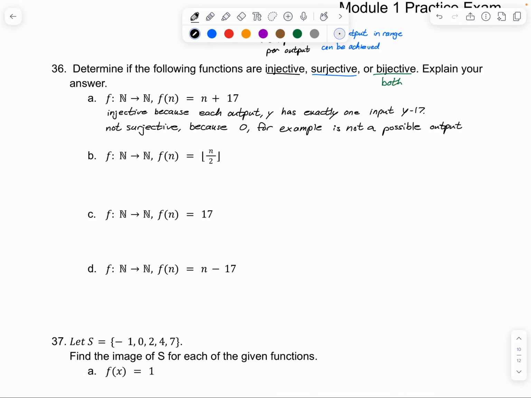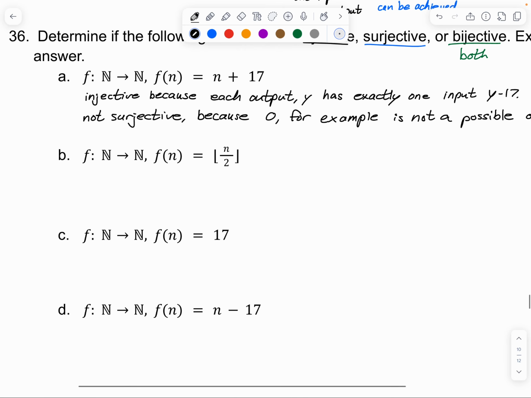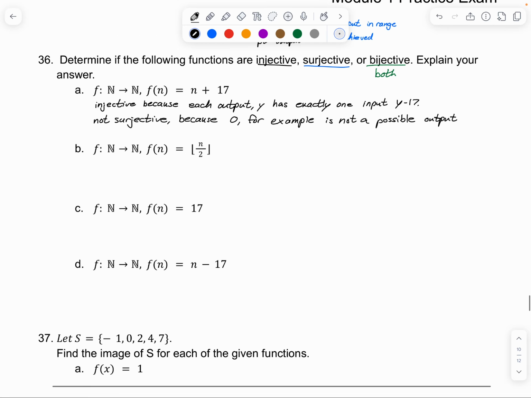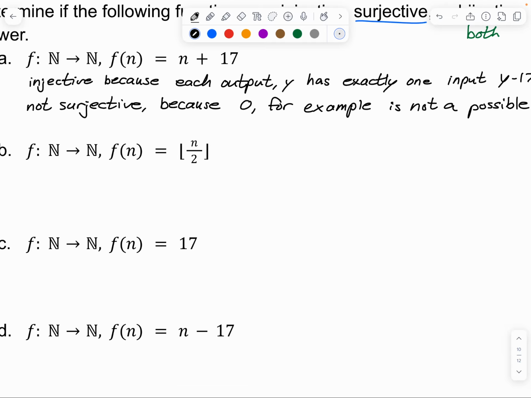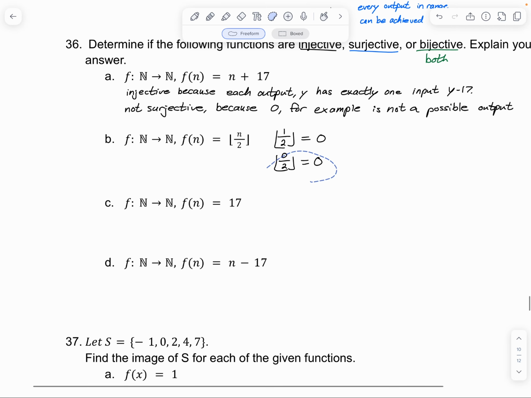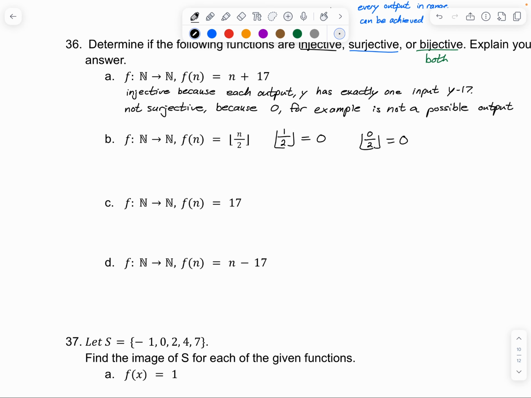Let's look at B. Option B is a floor function. So you take a non-negative integer, it's got to be a natural number, divide it by 2, and then the floor function means you round it down. So, for example, if you took 1, a half rounded down is 0. But you could also plug in 0, and 0 rounded down to the nearest integer is also 0. And that means it is not injective.